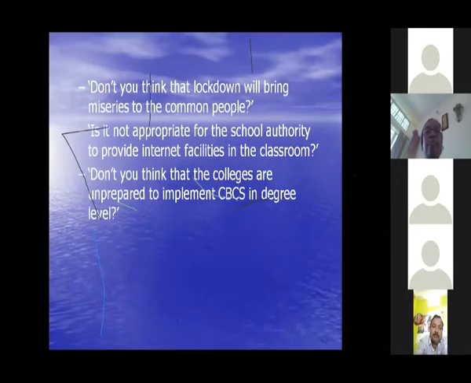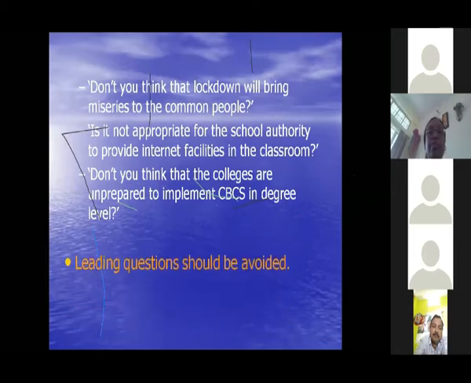Again, you see the sum of the examples in this slide. It is not appropriate for the school authority to provide internet facility in the classroom. Don't you think that the colleges are unprepared to implement CBCS in degree level? These type of questions are known as leading questions, because in all these cases, the possibility to respond to this question is that yes.